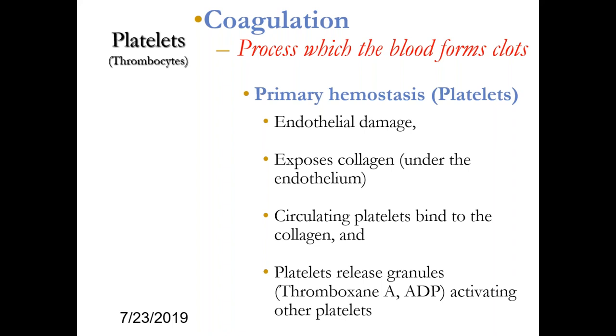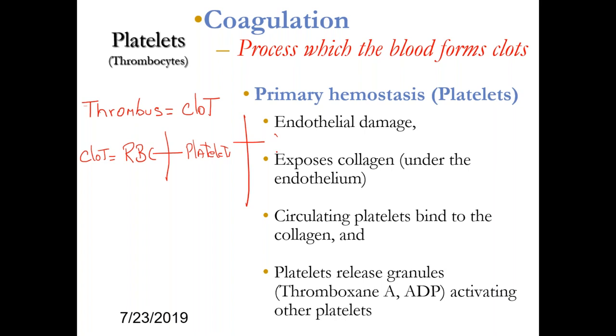We have thrombus. Thrombus is the same as saying clot. Clot or thrombus. A clot is red blood cells plus platelets plus fibrin. So if you don't have these three together, that is not a clot. You need to have 1, 2, 3 elements in order to have a clot.